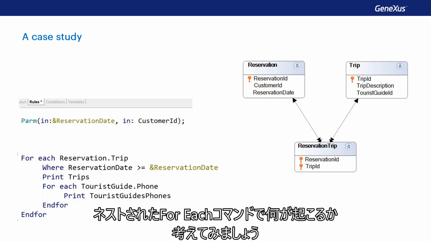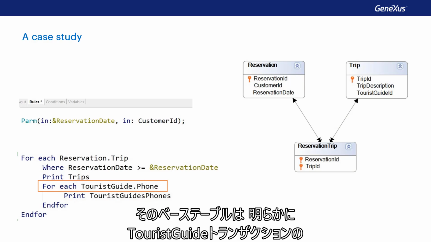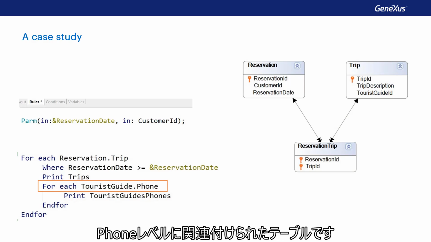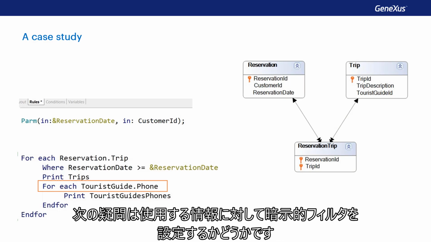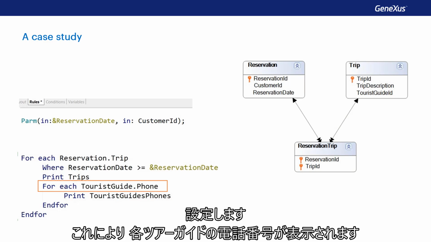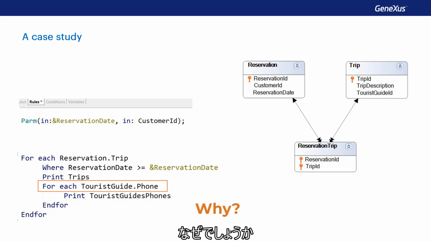Okay, think about what happens with the nested forEach command. Its base table will clearly be the one associated with the phone level of the tourist guide transaction. The following question is, does it establish implicit filters for the information it'll use? Yes, it'll show the phones of each tour guide. Why?